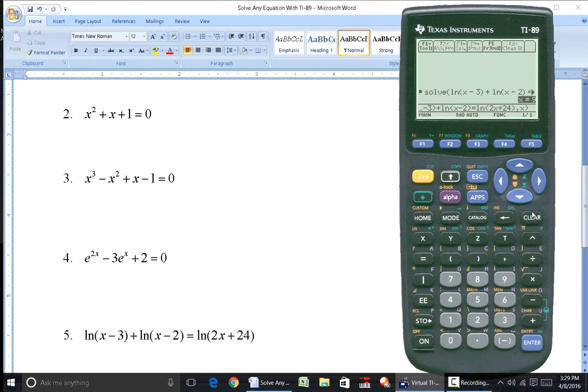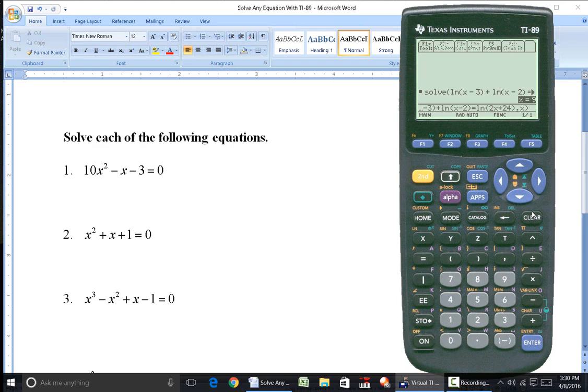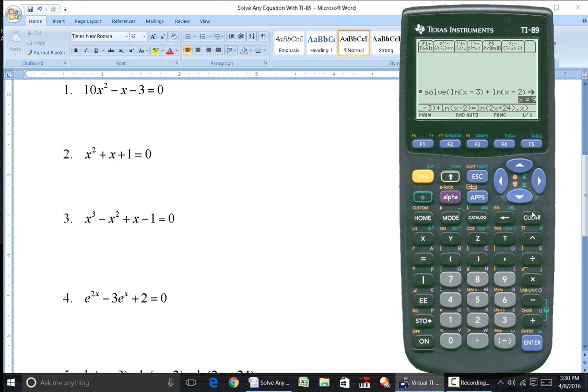Okay. Now let me backtrack a little bit here. The first one that we did, 10x squared minus x minus 3 equal to 0. That could be solved by factoring easily. Quadratic formula, completing the square. The same thing for number 2, except number 2 doesn't factor, so you would have to use the quadratic formula or the method of completing the square. Number 3, you'd have to generate some zeros for this in order to factor it and get the solutions that I got using the TI-89. So this one's a little bit more involved, but it can be solved.